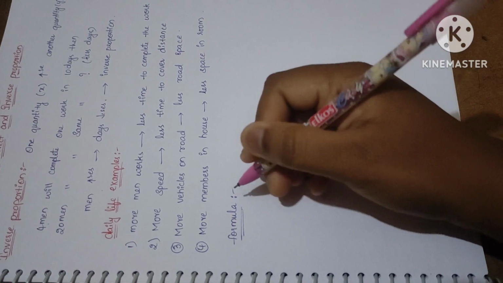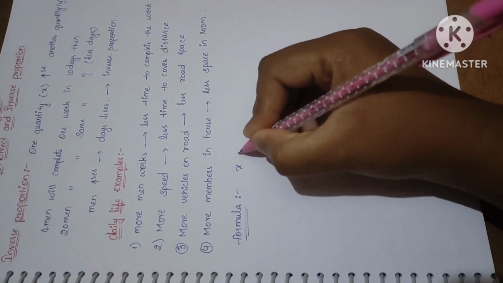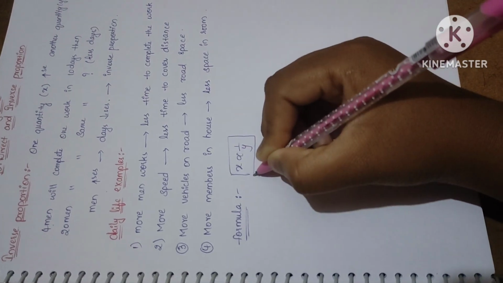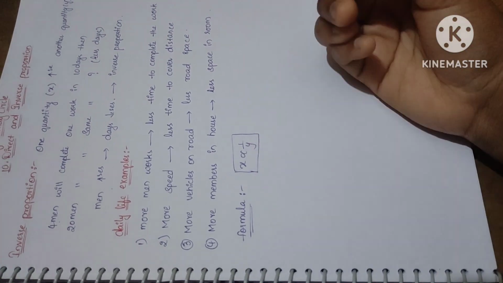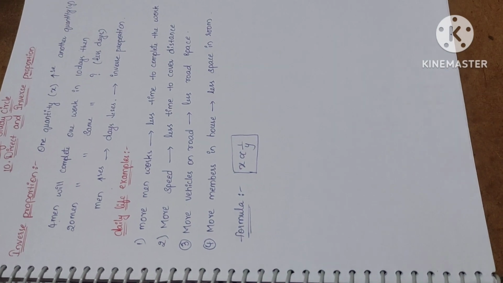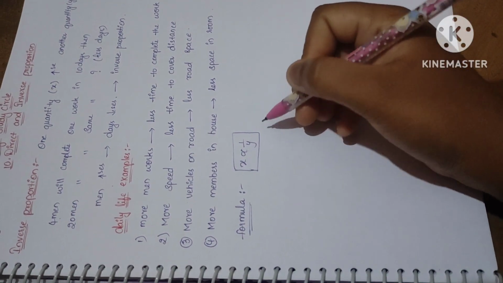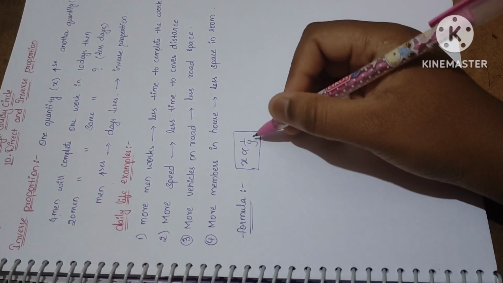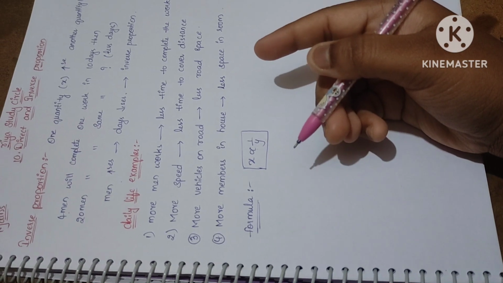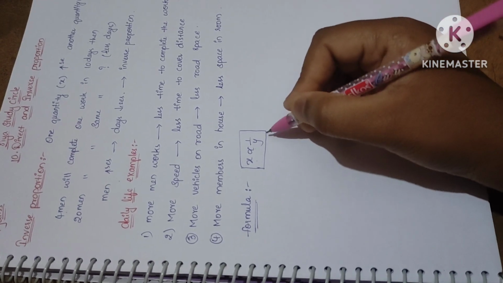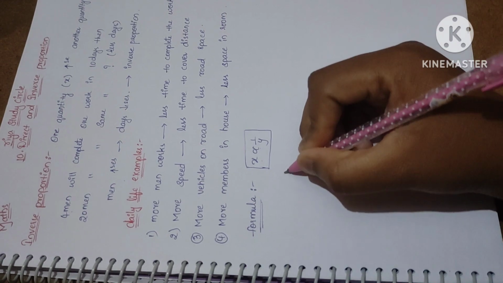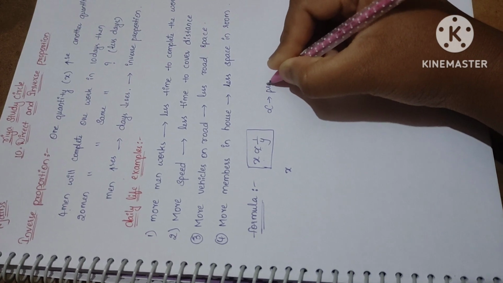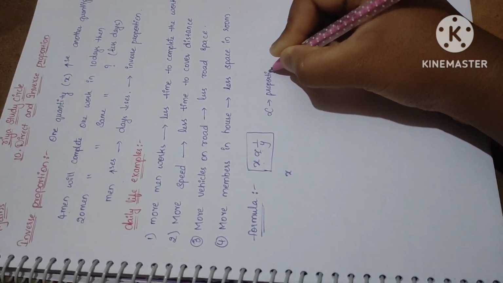Next we will see the formula for inverse proportion. We have to write x is inversely proportional to y. We don't have any separate symbol for inverse proportion, so we have to use the symbol for direct proportion only. So we write x is proportional to 1 by y. While reading, we read x is inversely proportional to y. While writing, we write x is directly proportional to 1 by y, because 1 by y is the inverse of y. So we can write like this and read like this.